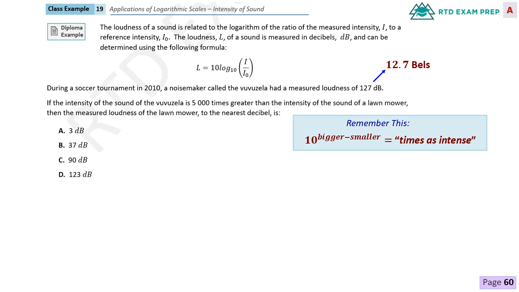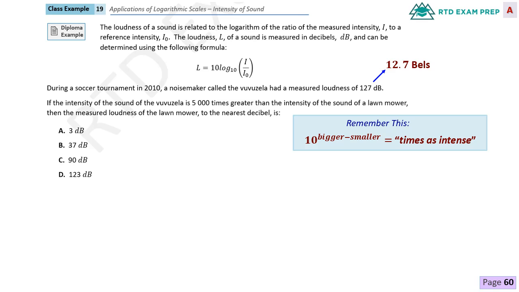We're told that the intensity of the sound of the vuvuzela is 5,000 times greater than the intensity of a lawnmower. And we want to know the measured loudness of the lawnmower. All right, well, first, let's recognize that the vuvuzela is louder than the lawnmower. So if we've already determined that 127 is the value of the vuvuzela, the answer should be something smaller. Well, in this case, answers A, B, C, and D are all smaller, so no luck there.